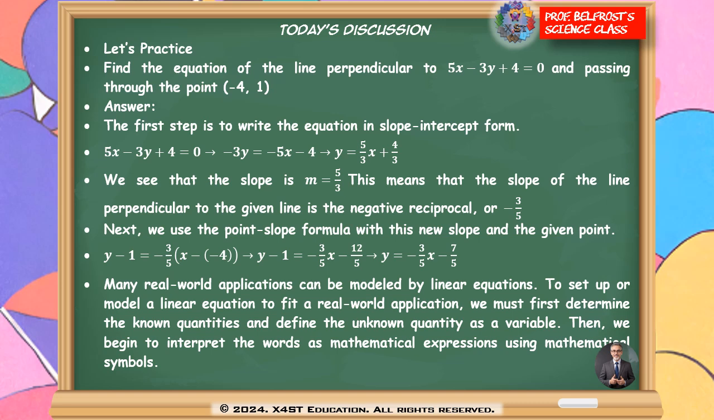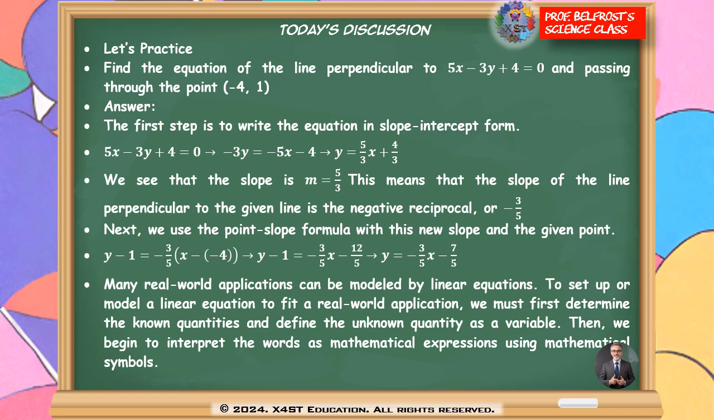Many real-world applications can be modeled by linear equations. To set up or model a linear equation to fit a real-world application, we must first determine the known quantities and define the unknown quantity as a variable. Then we begin to interpret the words as a mathematical expression using mathematical symbols as usual.